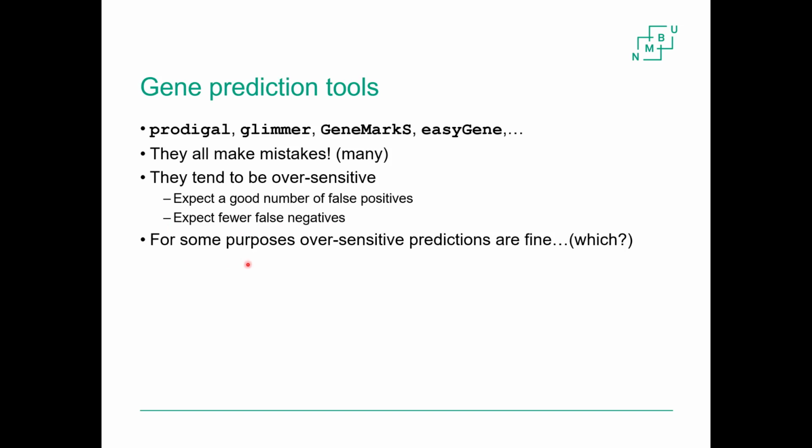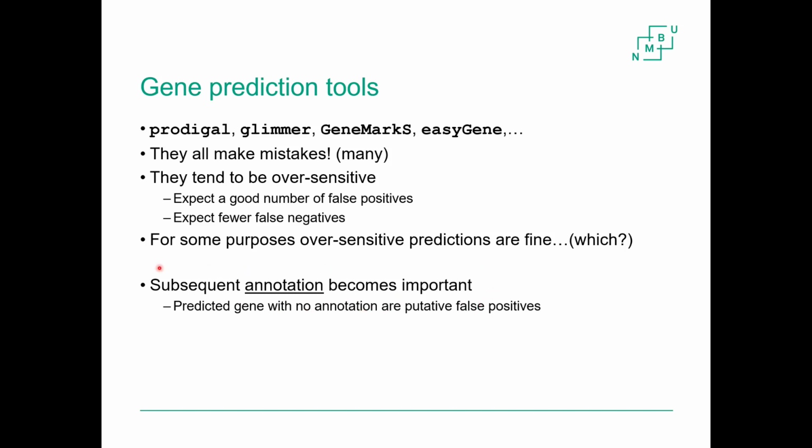For instance, we will later in this course talk about pangenome analysis and core genes and cloud genes. And especially these cloud genes, those are genes that appear rarely in different genomes. They are typically suffering a lot. I mean, all the false positives tend to turn up as cloud genes. So this will affect that type of analysis rather heavily. So for some cases, oversensitivity is fine, but for others, it's horrible.